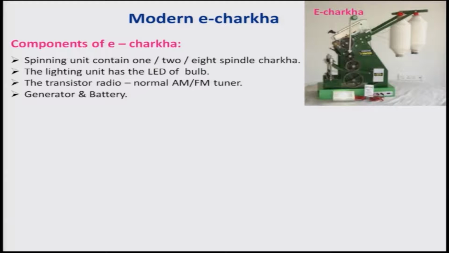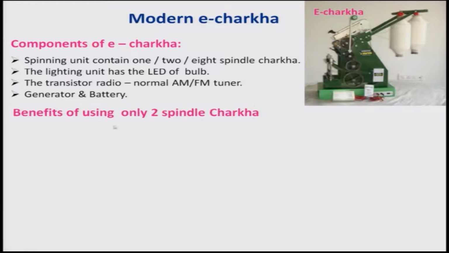It will have spinning units which may be of single, 2, 4 or 8 spindles; a maximum of 8 spindles can be accommodated in this e-charkha. It has a lighting unit made of an LED bulb, and also a transistor radio, a normal AM/FM tuner, where you can listen to songs and programs. It also consists of a generator and battery, because you need electricity for running the LED bulb and the AM or FM tuners.